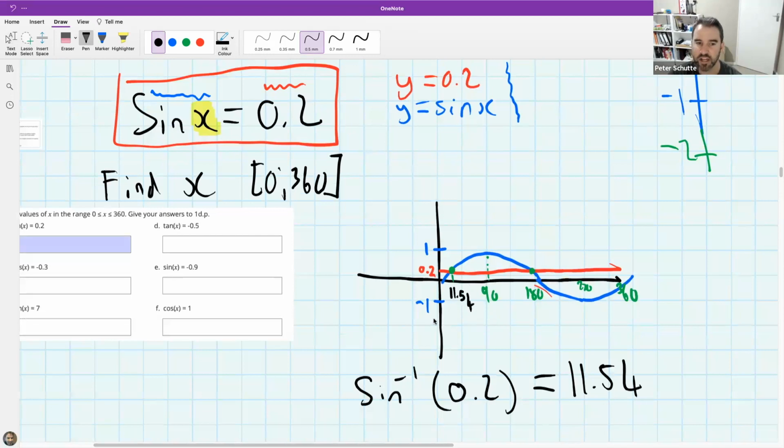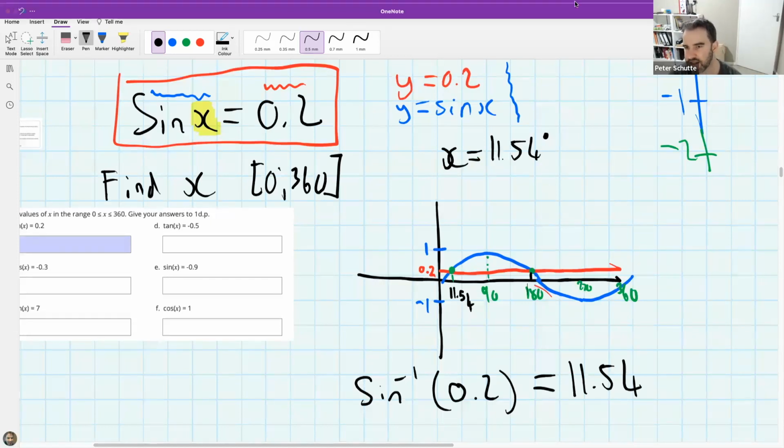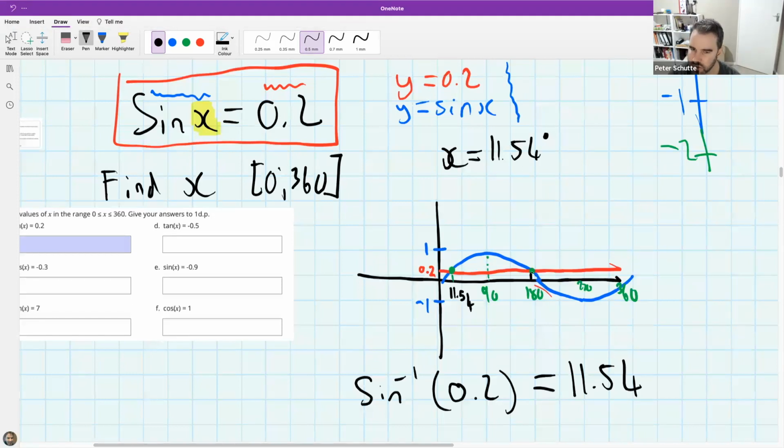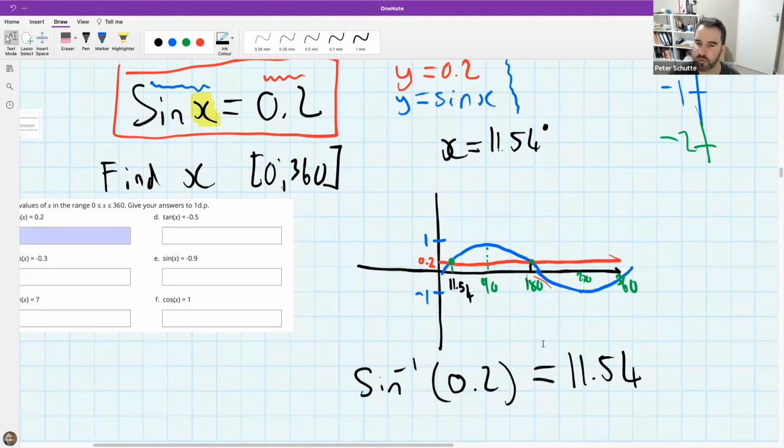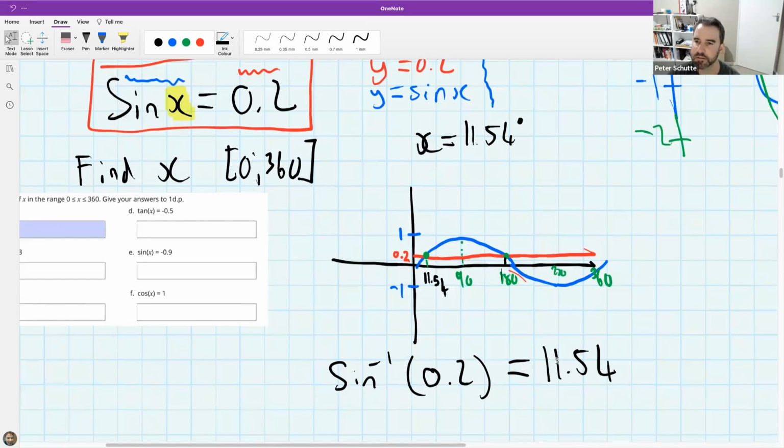Okay, good news. So one answer that we figured out is that x is 11.54, but this drawing tells me there's another answer in this restriction. Who knows how we're going to work out this other answer? Does anybody have an idea? I will tell you in a second because we're running out of time today, but does anybody want to guess how we get this other answer?